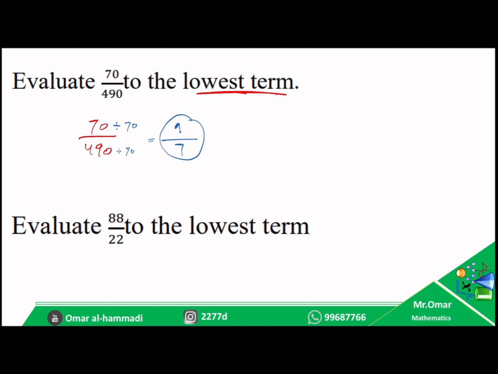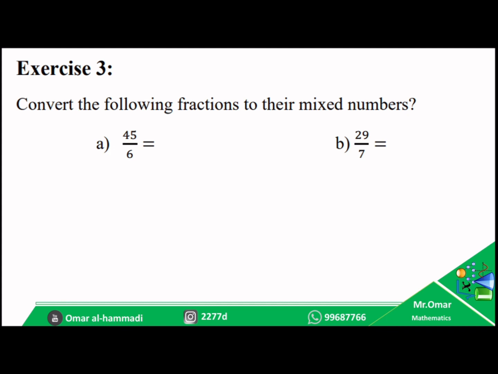Okay, for the last one, 88 divided by 22. We'll do this by calculator. 88 divided by 22 will give us immediately 4. It's equal to 4. Great.